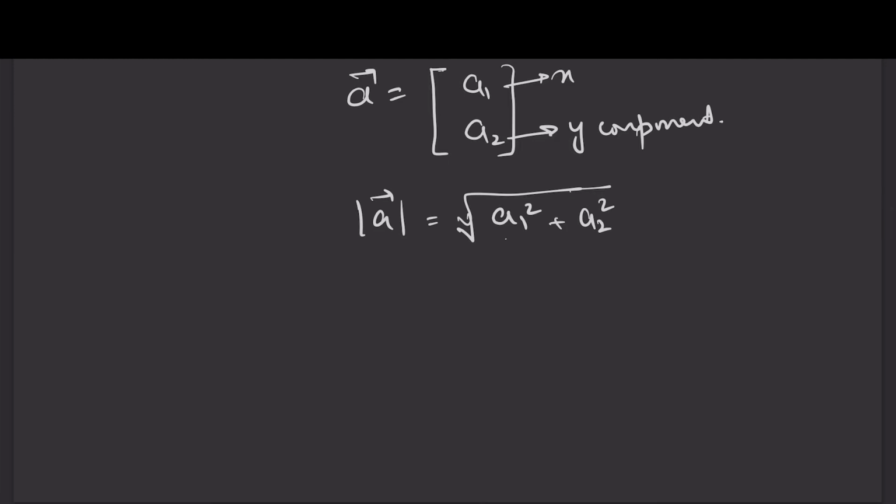On coordinate axes, we can also visualize vectors. So a vector A is something like this, and it has an x component of a1 and a y component of a2.